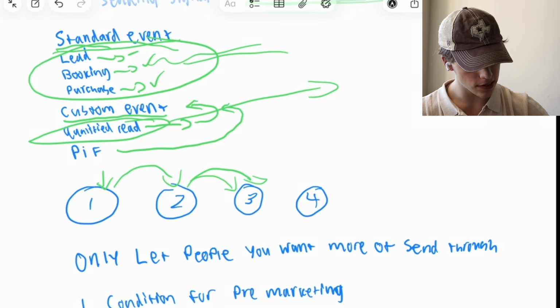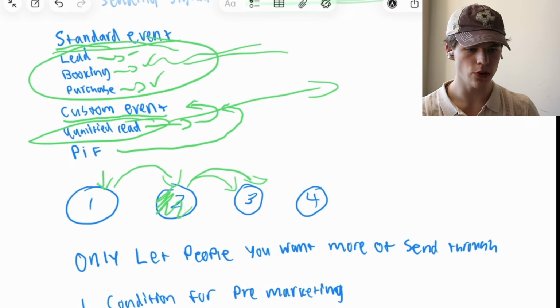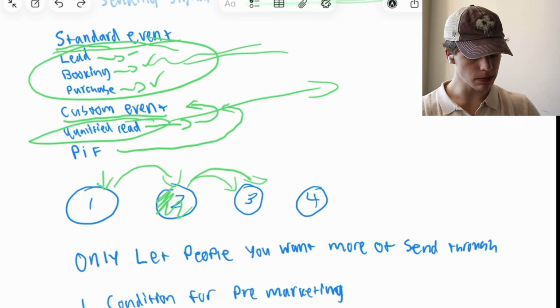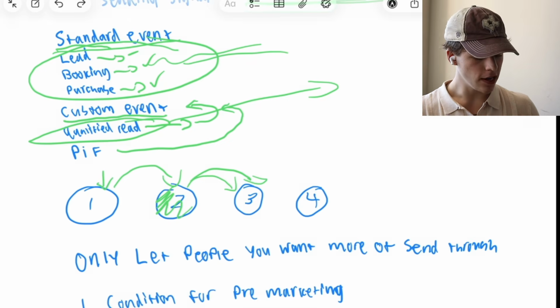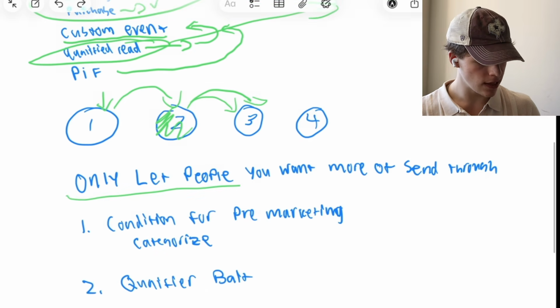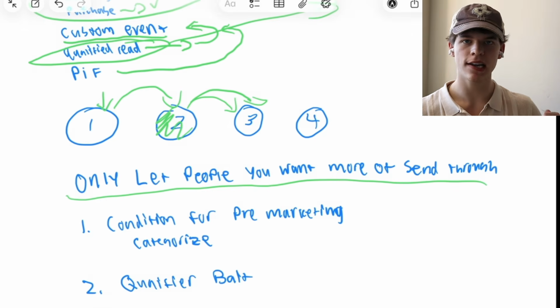But for the most part, it's going to now start trying to optimize for 2, right? And it's going to really milk that one bucket. Now, that's a good thing if you're optimizing, for example, you have qualifications on your booking or you're optimizing for qualified leads because you're optimizing for more of the right people, right? But what's really important is you only let people you want more of send back to the pixel.